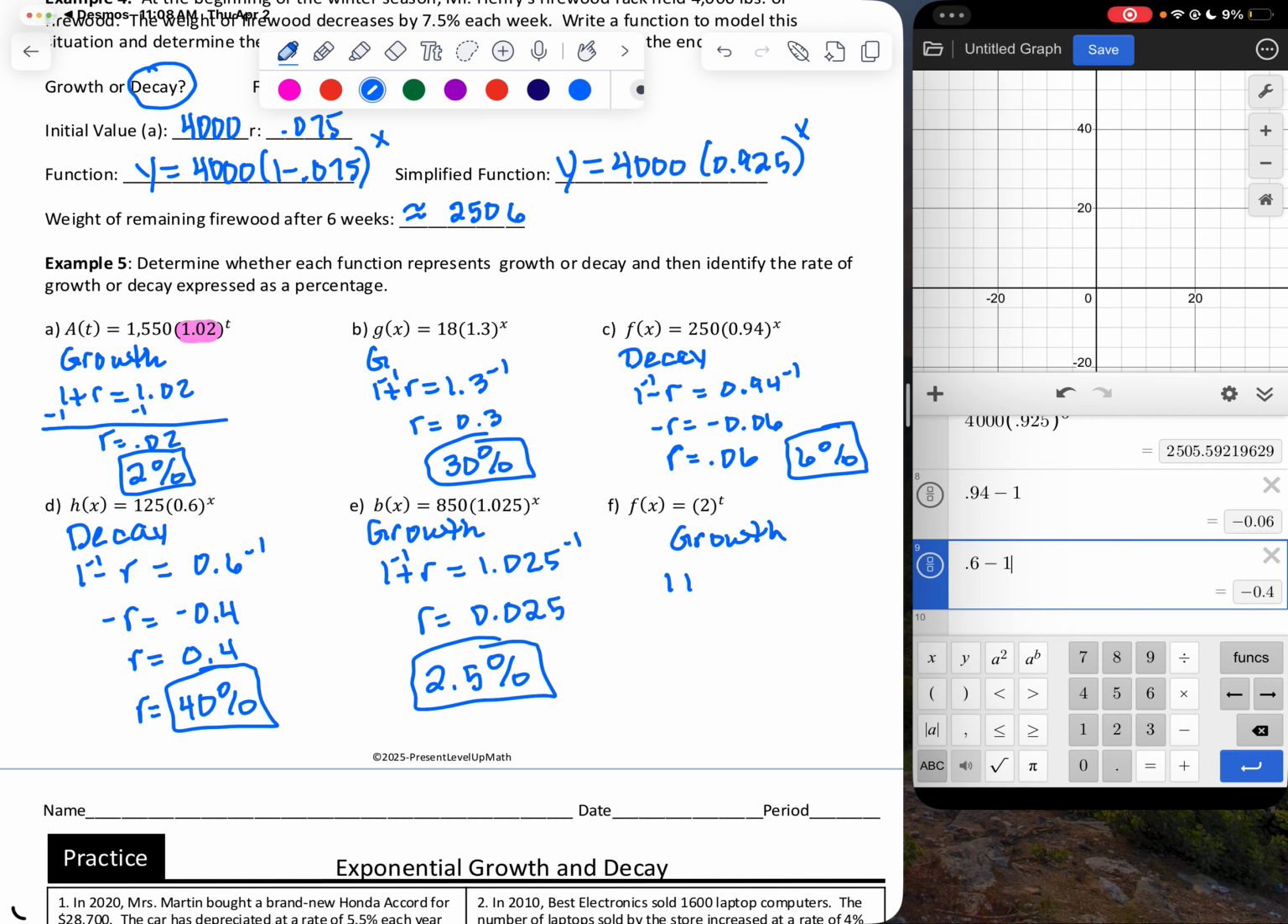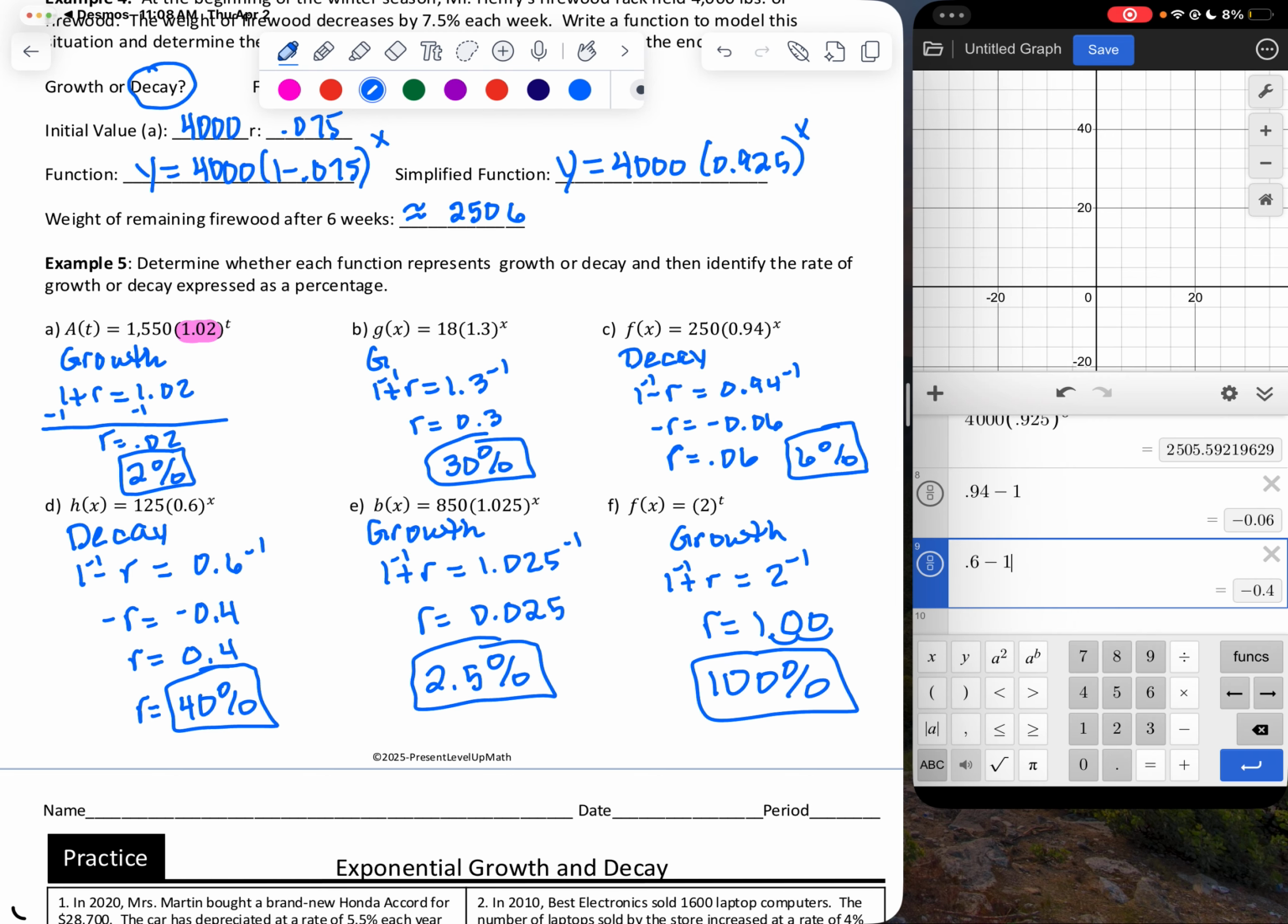All right. This next problem, our base is bigger than 1, so this is growth. So 1 plus r equals 2. Subtract 1, so rate equals 1. Now we want to write 1 as a percentage, so I move my decimal 2 places. If this is understood to be 1.00, moving my decimal 2 places gives 100% growth. And that concludes today's lesson on exponential growth and decay.